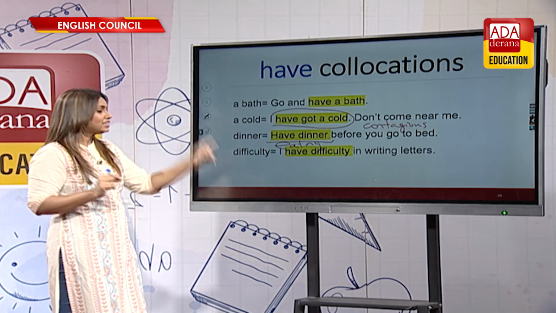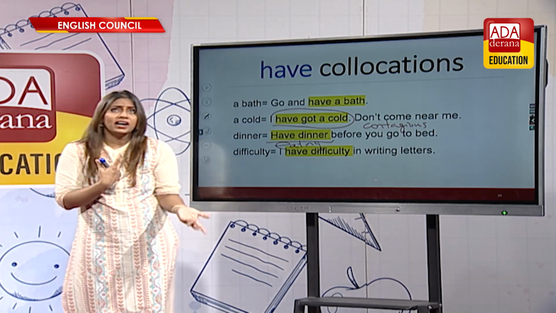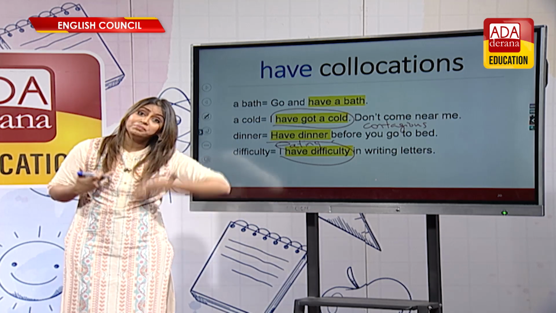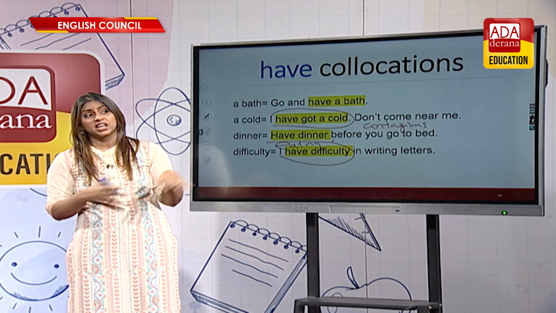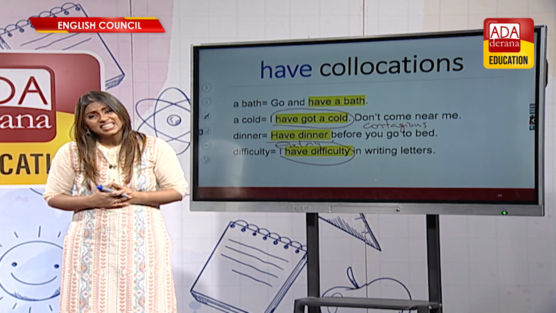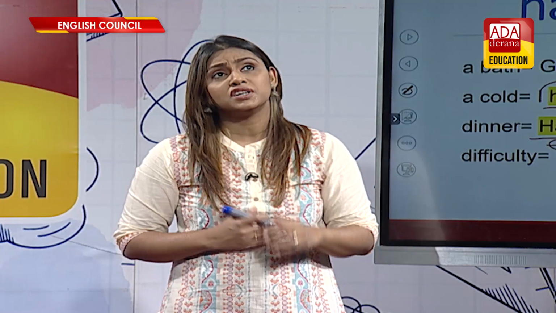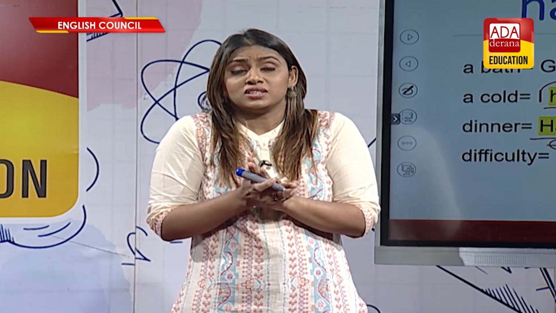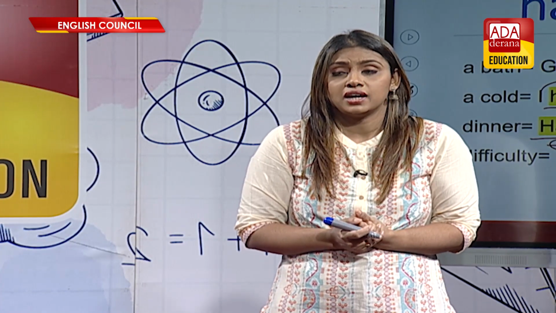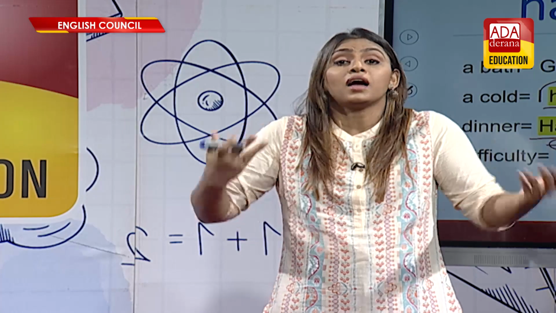Right. Next one, I have difficulty. Have difficulty in writing letters. So if you find something difficult, you can say I have difficulty in writing. I have difficulty in speaking. I have difficulty in eating. I don't have any difficulty. I have difficulty in talking to my boss. I have difficulty in teaching. I have difficulty in breathing.